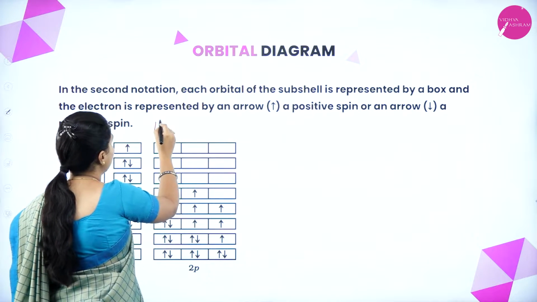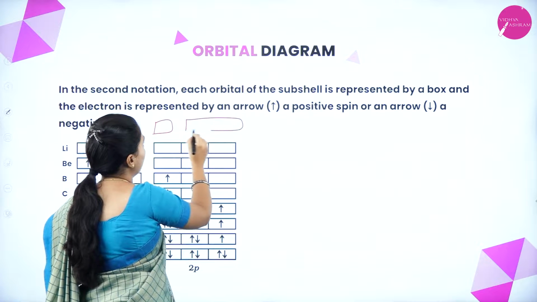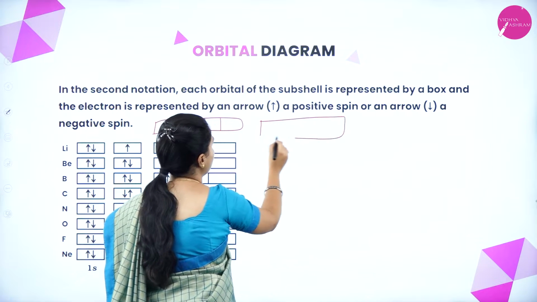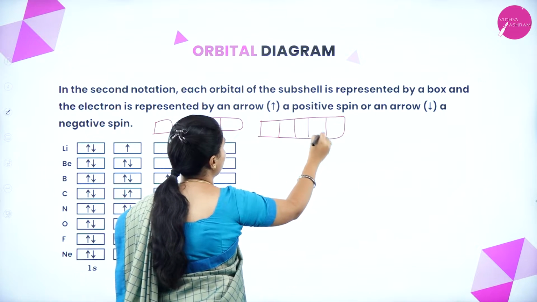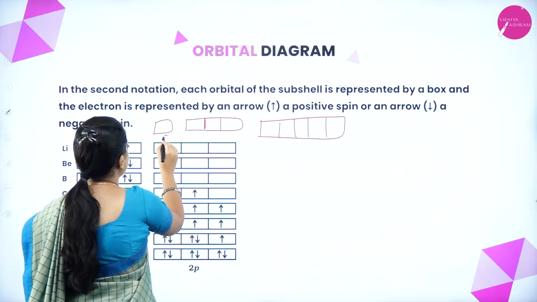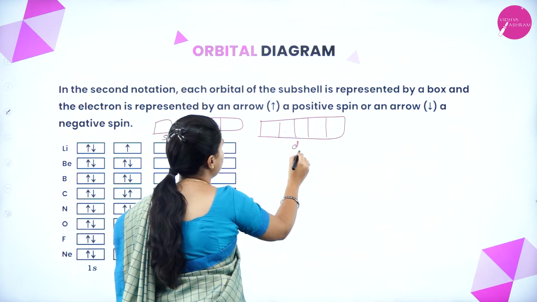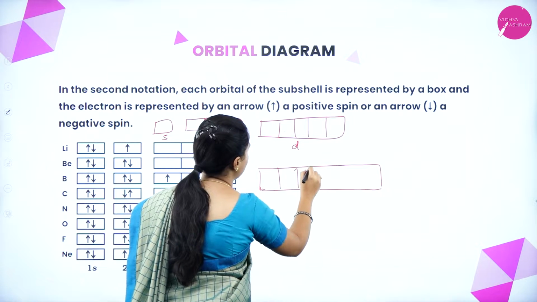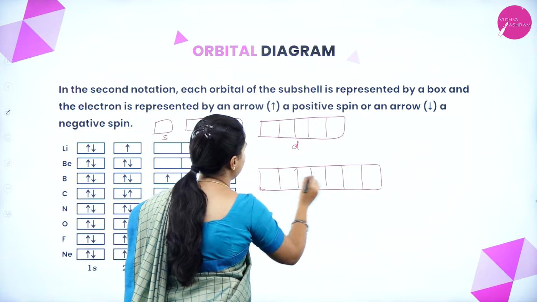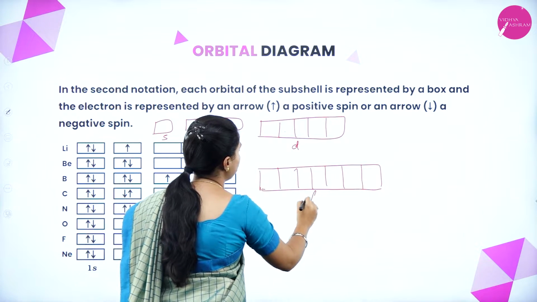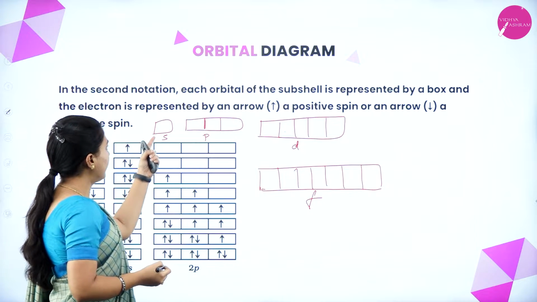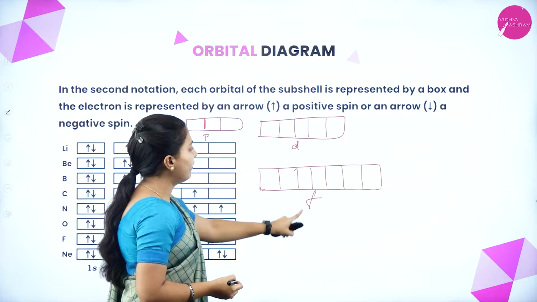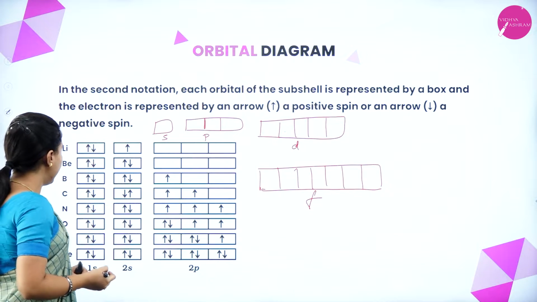We can write S, P with 1, 2, 3 boxes, D with 5 boxes, and again F with 7 boxes. The sublevels, how we have written: S contains 1 level, P contains 3 levels, D contains 5, and F contains 7. Like that we have written here.